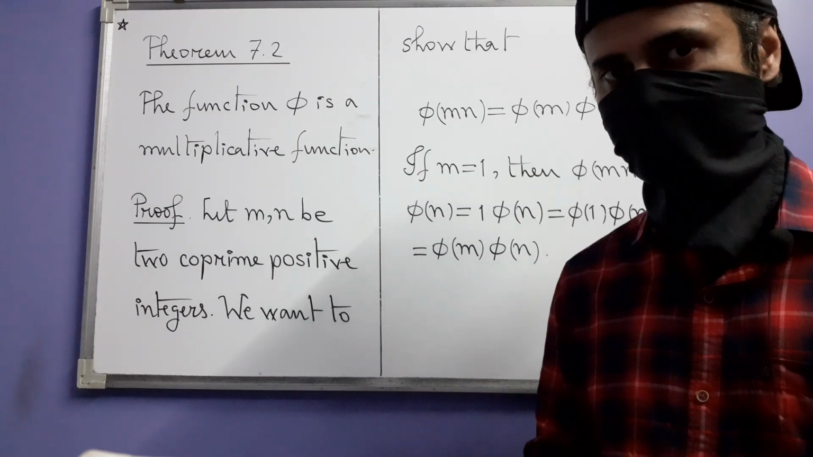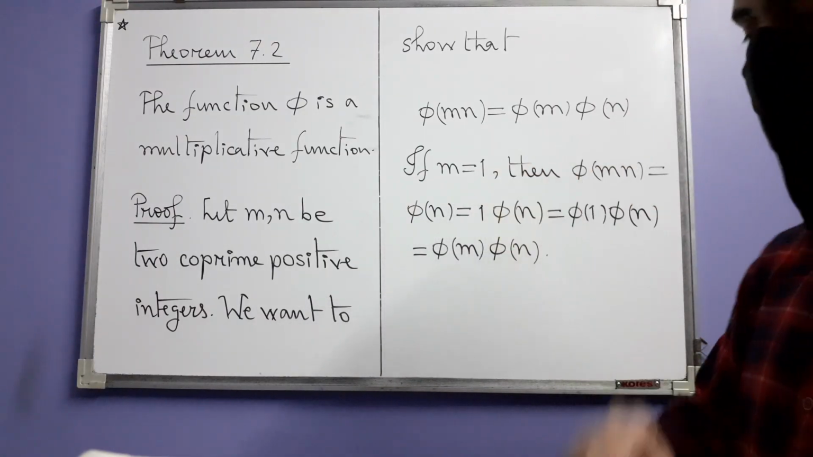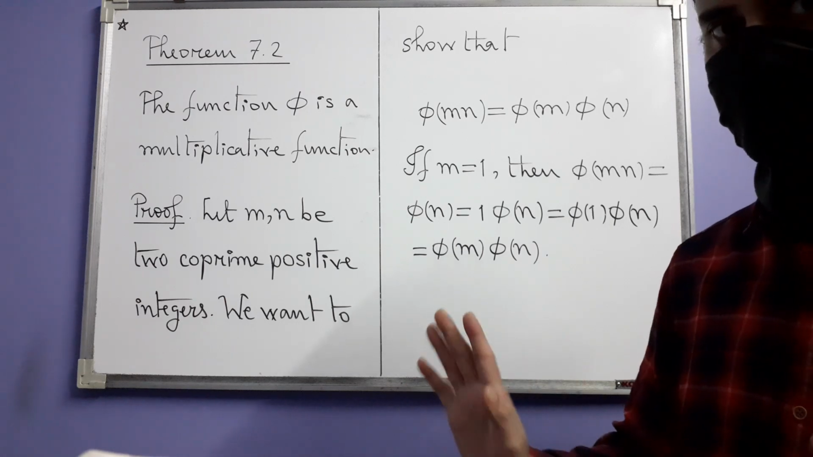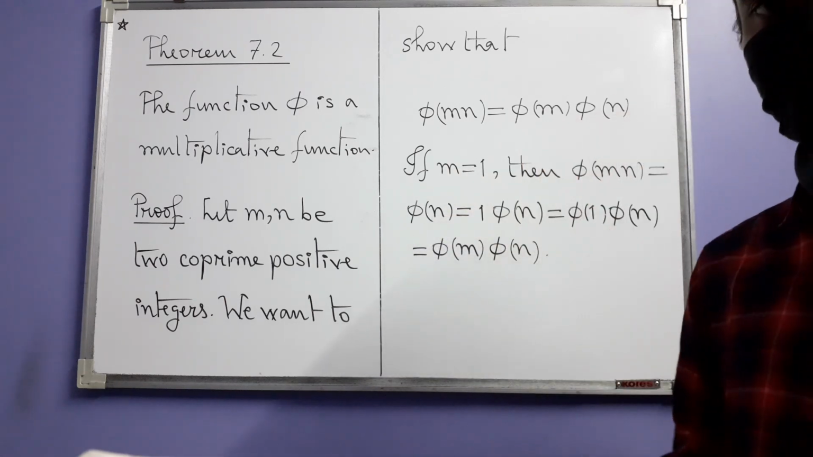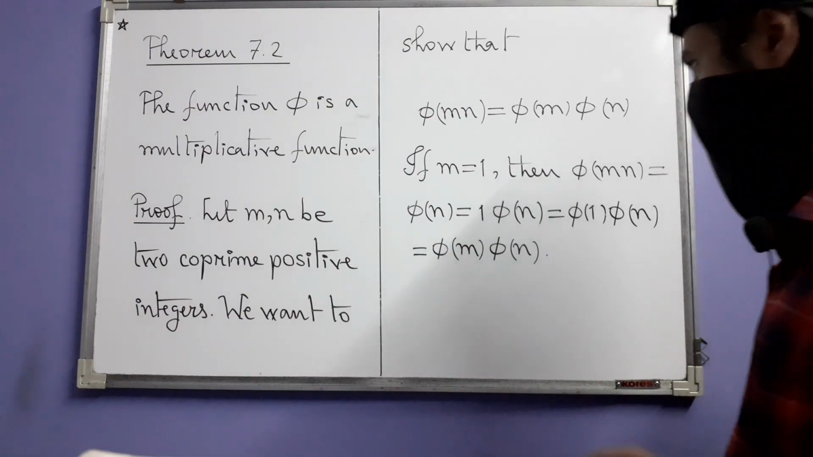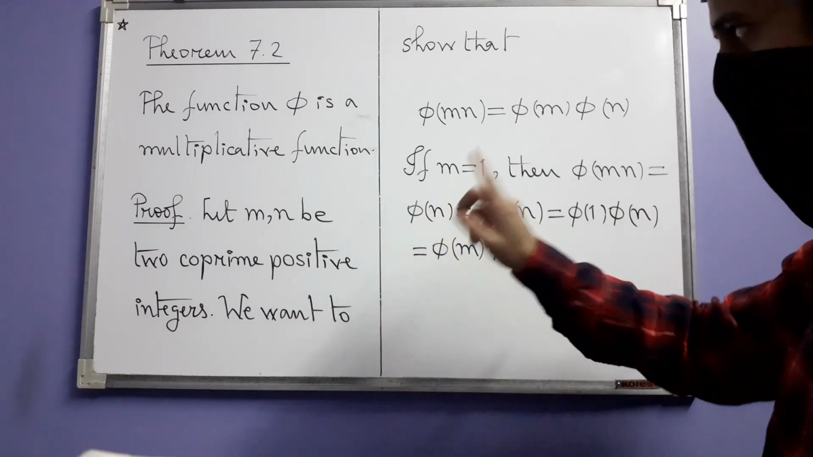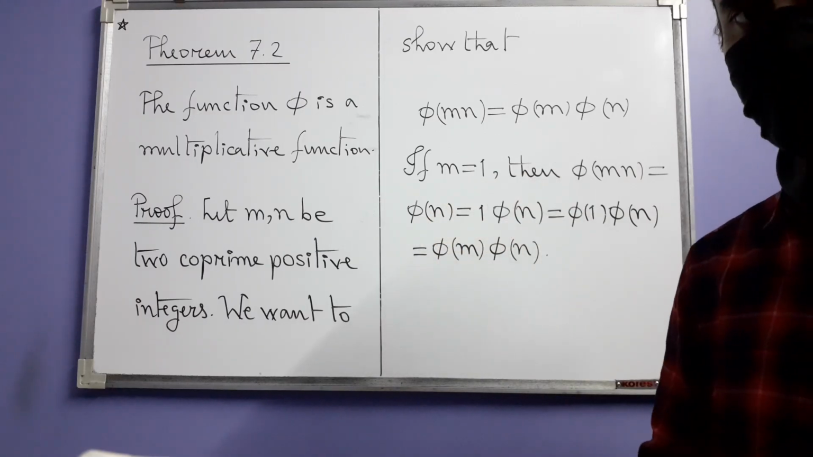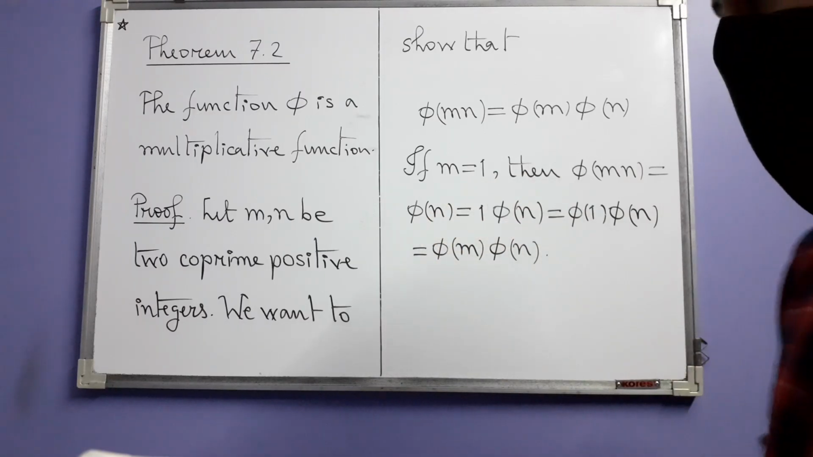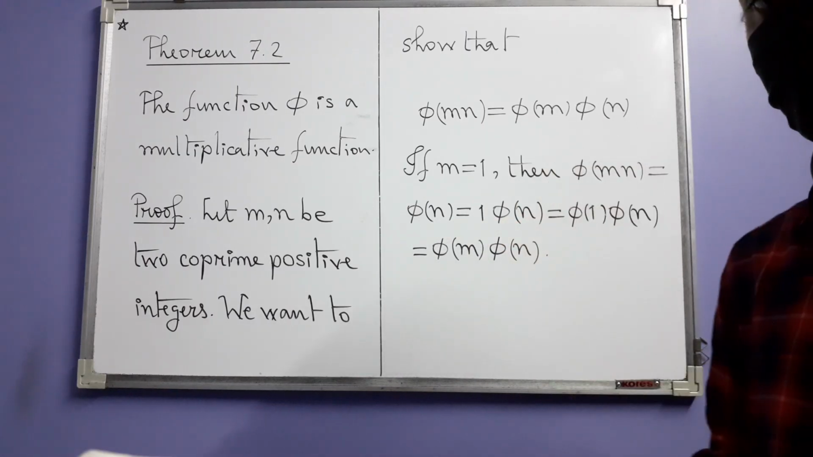Now among the infinitely many different possibilities for m and n, this is also a possibility that n is some integer, and m is 1. Let's see what the case is. In this case, what will be phi of mn? Phi of mn will just be phi of n because mn is equal to n. That's because m is 1. But you can write phi of n as 1 times phi of n.